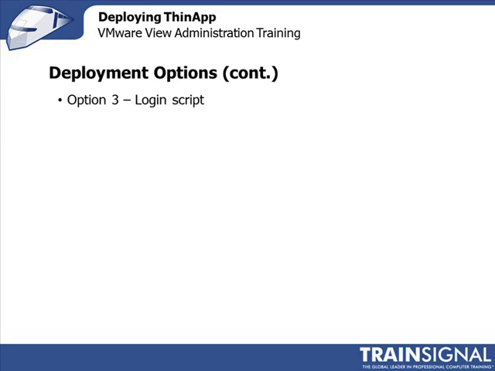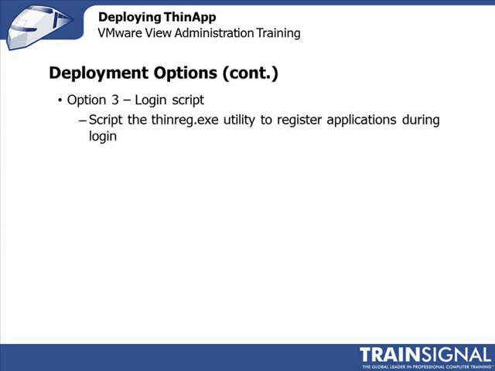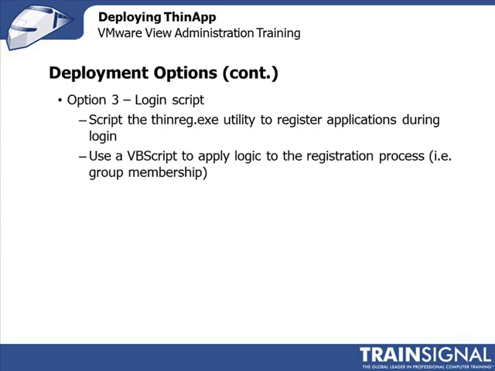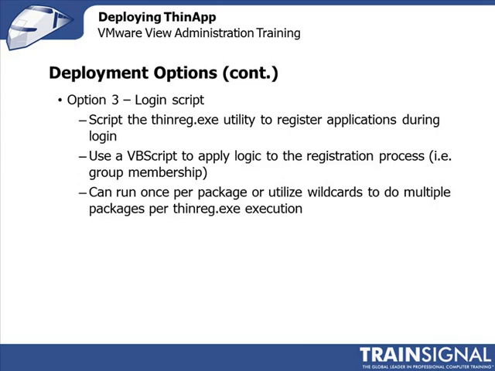The third option we have is to use a login script. This will simply script out the execution of the thinreg.exe utility during the login process. You could use a batch file in order to deploy these applications through the login process. But more often than not, I end up using a VB script so that you can apply logic to this registration process. In this process, I could use group membership to determine whether a user should have access to an application or not. When scripting out ThinReg, we are allowed to use wildcards, so we can easily register multiple entry points within a directory using only one command.